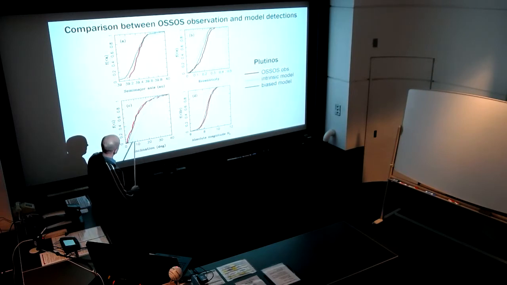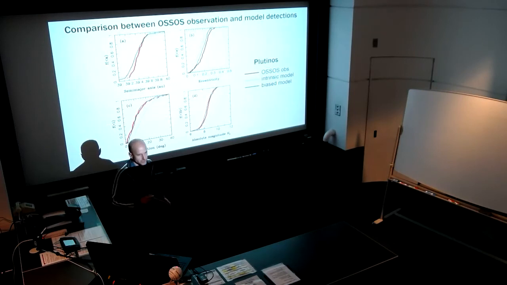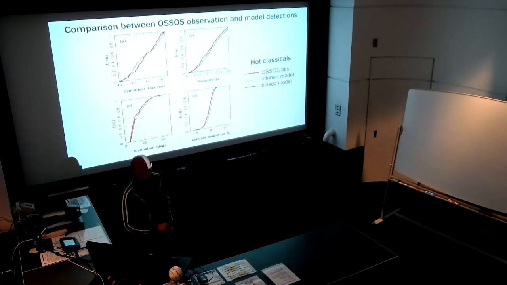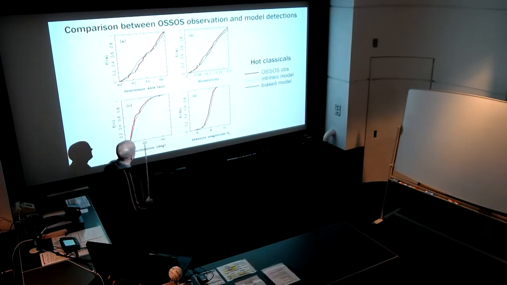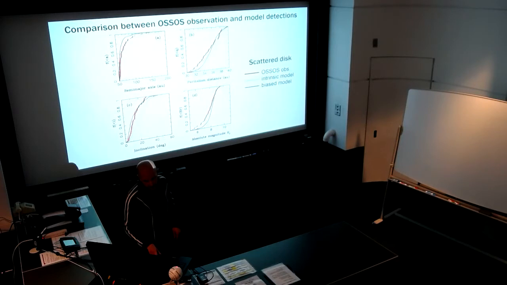And what I would like to highlight is the inclination. So this is the intensity distribution coming from the model. The solid line is the biased model, and the red things are the OSSOS detections. So there is a very good correspondence for this model, at least for inclinations, but for other parameters as well. Just sampling through, this is the case for the hot classicals. Again, there is a very good correspondence between observations and this modeling.